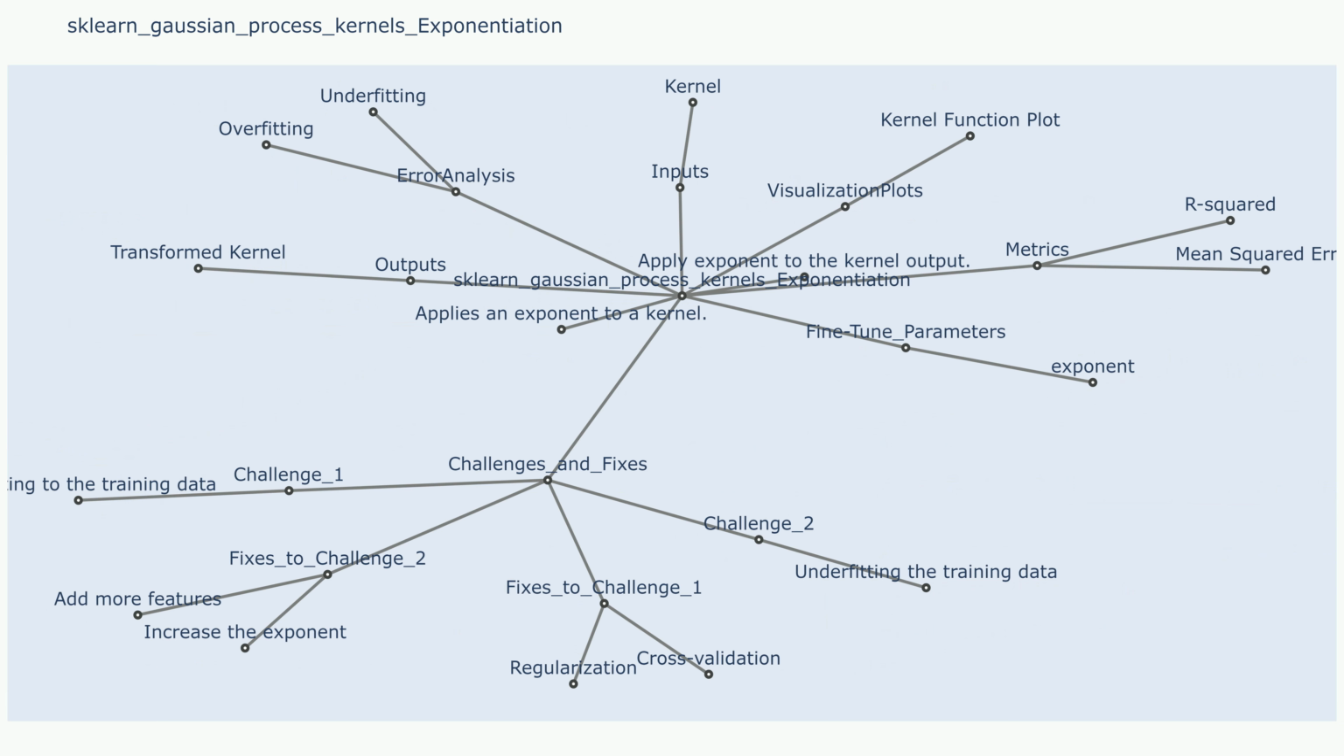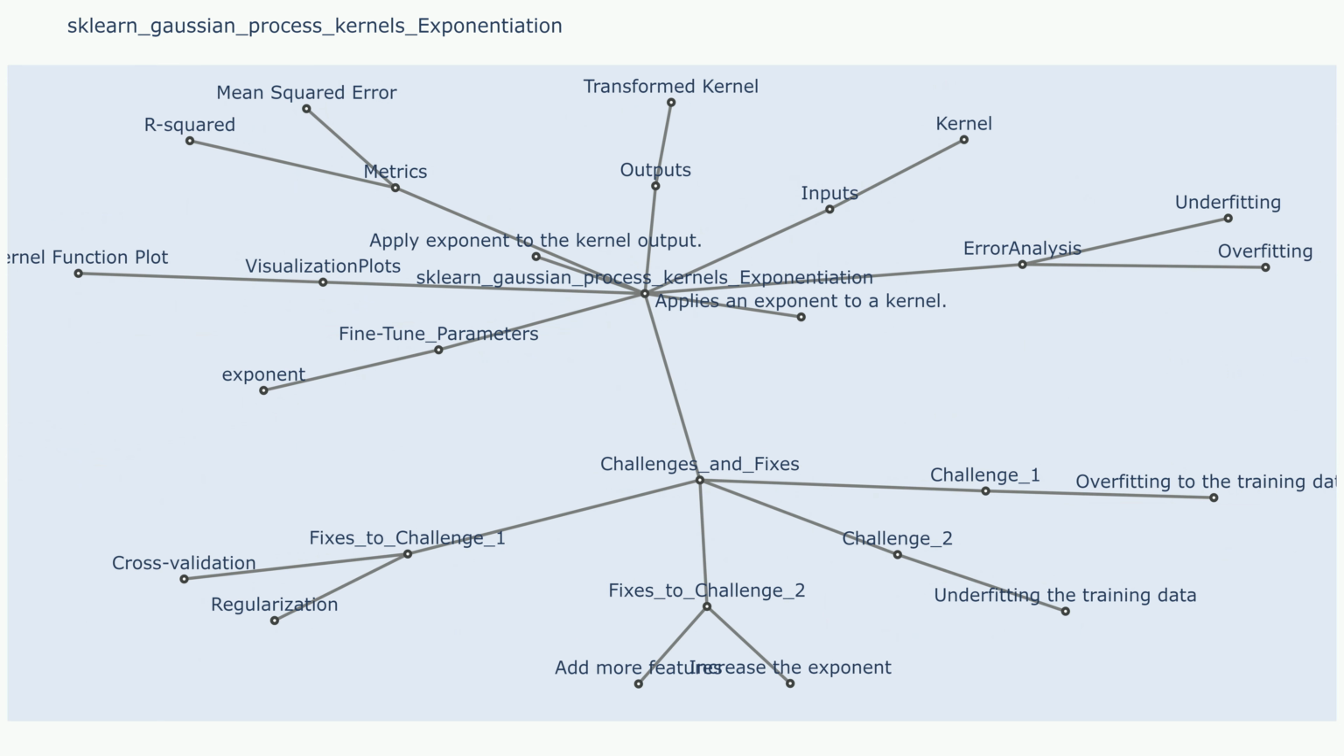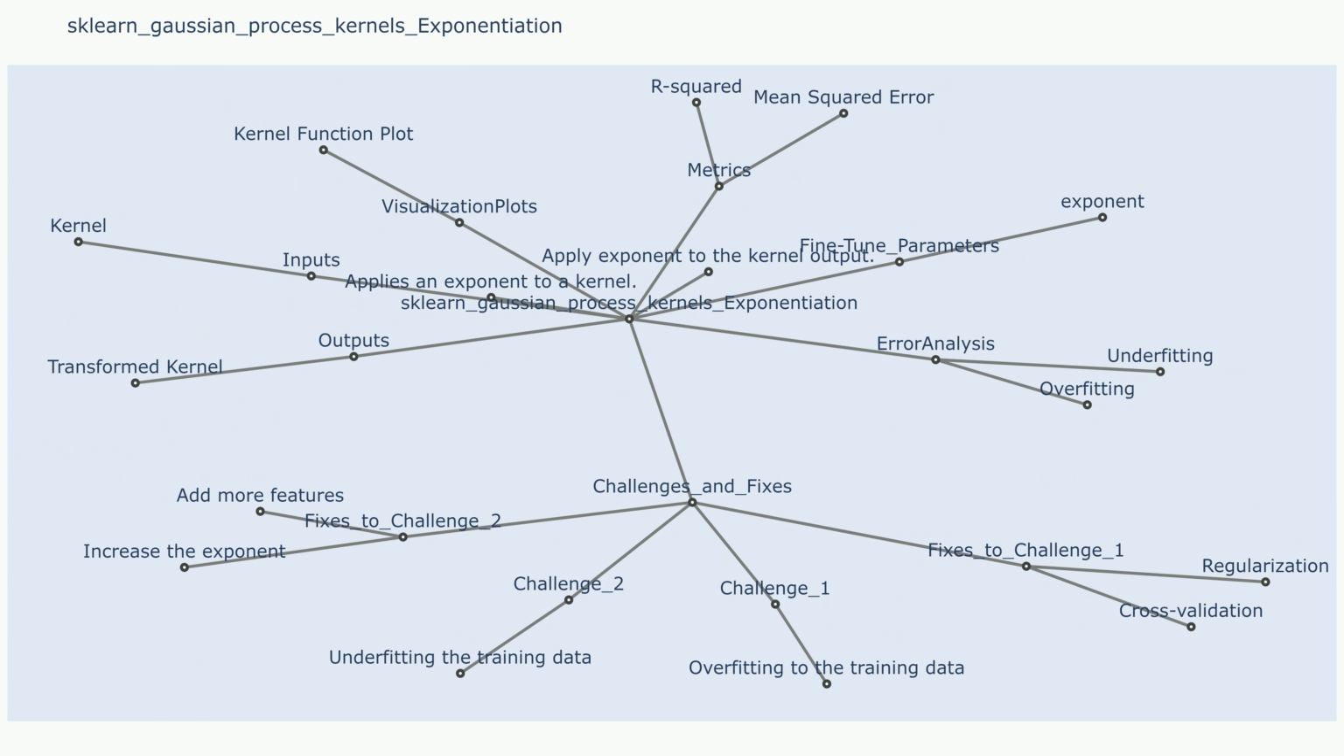The kernel is raised to the specified exponent element-wise. This means that each element of the kernel matrix is raised to the power of the exponent. The exponentiated kernel is then used in the Gaussian process regression or classification model.